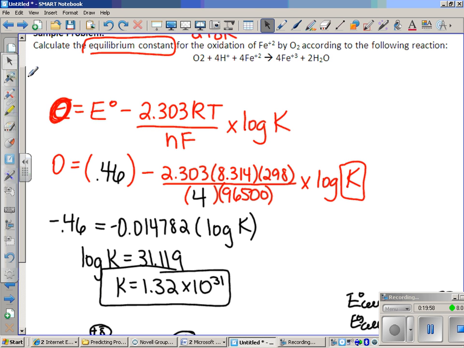So that is it. We will practice some of these problems tomorrow, but I really want you to make sure that you understand all your variables, that you understand how to take that half reaction and pull it apart, and to figure out cell potential from it, and to figure out the value of K. Okay, so if you need to, go back and rewatch the video, please.